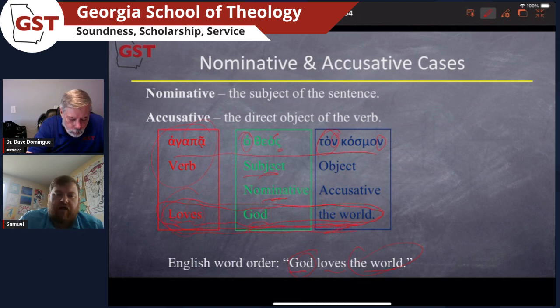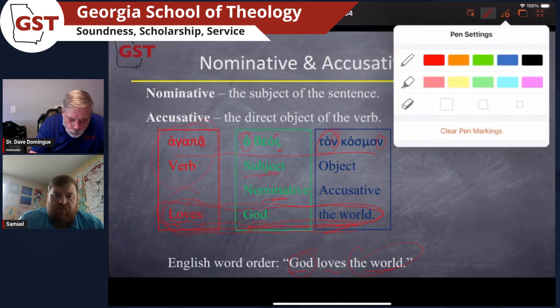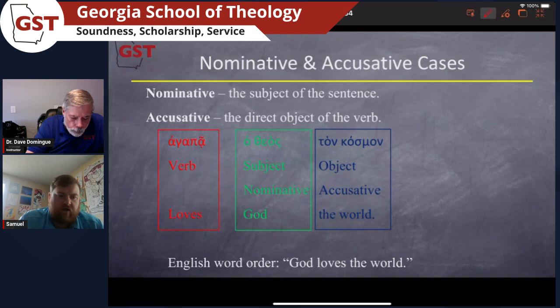No, I'm good. I just, with that article before kosmon, the ton, it's neat because it also shows, wouldn't that be in the masculine because of the ton, masculine singular? Well, let's address that a little bit closer. Because ton is in the accusative masculine singular. If you look at your paradigm for the article, all we've done so far is the nominative and the accusative, and we have our masculine, our feminine, and our neuter.